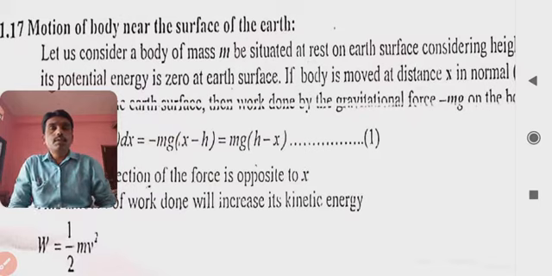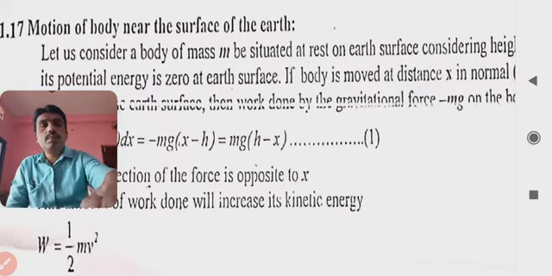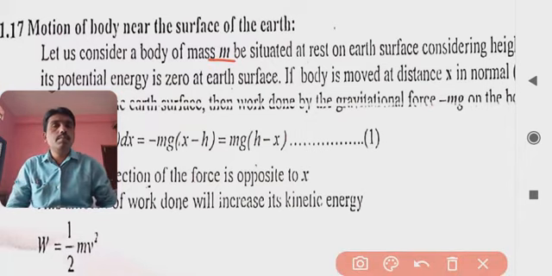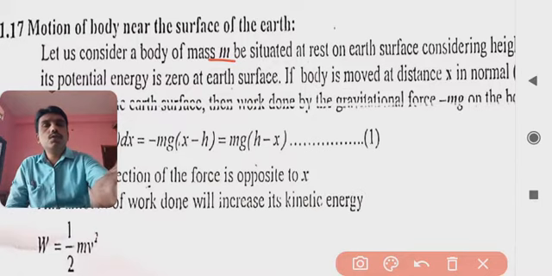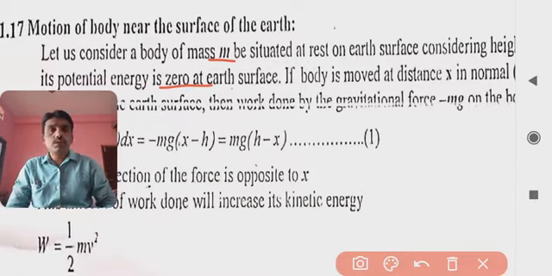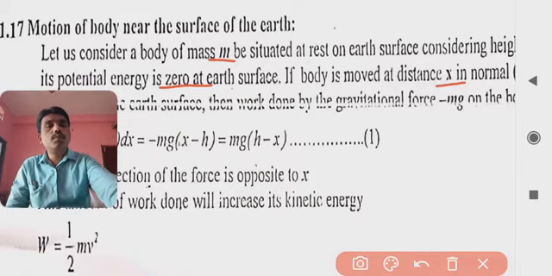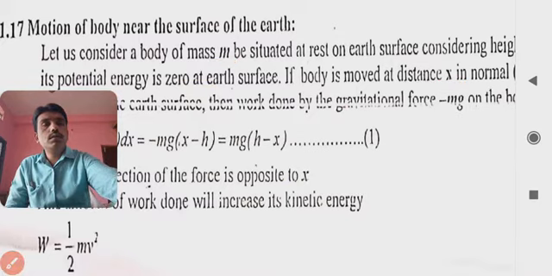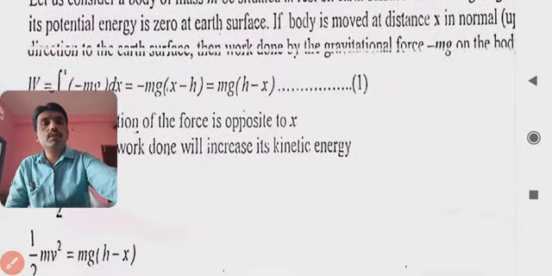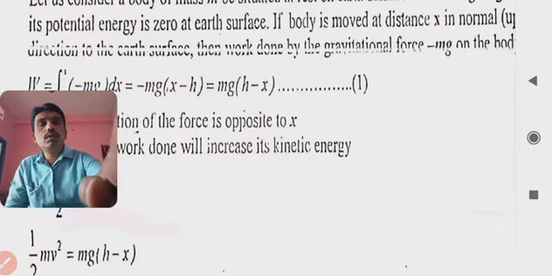Now let's consider a body having the mass m, situated at rest on the earth's surface, considering the height as h, and at that stage the potential energy is exactly zero when it is at rest on the surface of the earth. If the body is moved a distance x in the normally upward direction, then the work done by the gravitational force is minus mg on the body, and the direction is upward, and that's why it is given here.